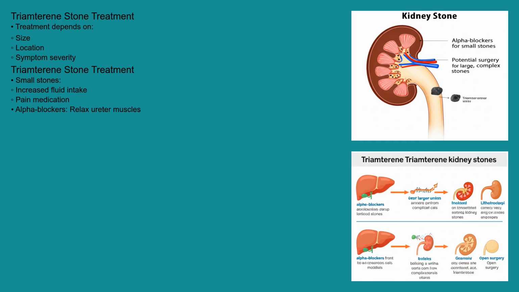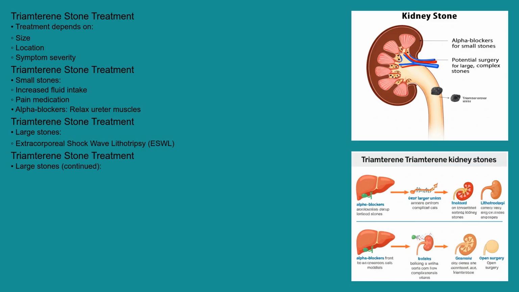These include extracorporeal shock wave lithotripsy, or ESWL, which uses shock waves to break the stone into smaller pieces. Ureteroscopy involves inserting a thin, flexible tube with a camera into the ureter to visualize and remove or fragment the stone. In rare cases, open surgery may be required to remove very large or complex stones.